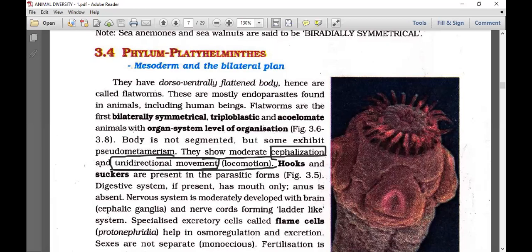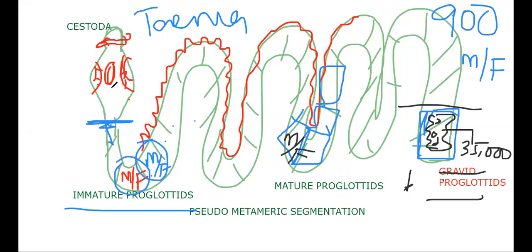We discussed this in symmetry. This is the first bilaterally symmetrical phylum, that's why slight cephalization. What is cephalic? Cephalic means head. So development of the head is started here in this phylum because these are bilaterally symmetrical animals. Next, hooks and suckers are present in parasitic forms. Parasitic forms have hooks and suckers. In the case of Cestoda, I have shown those suckers. In Cestoda, suckers are there.